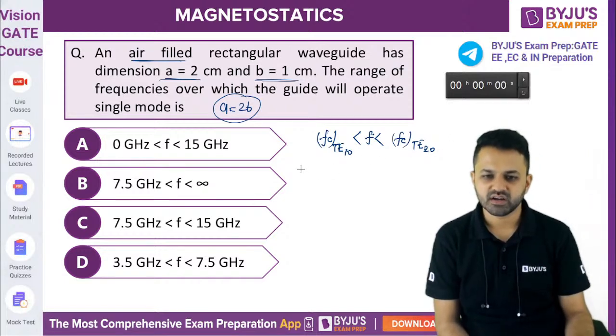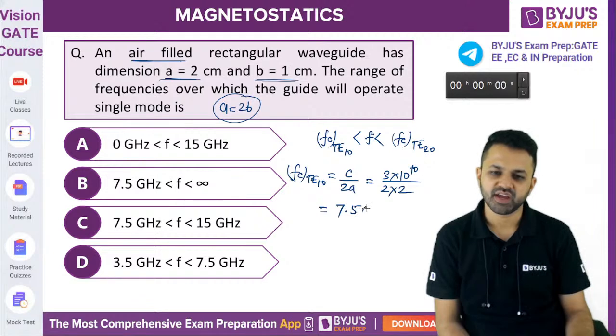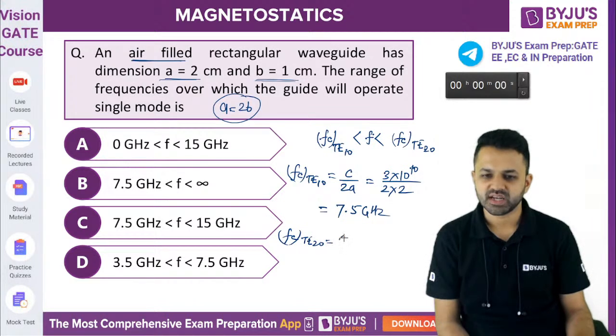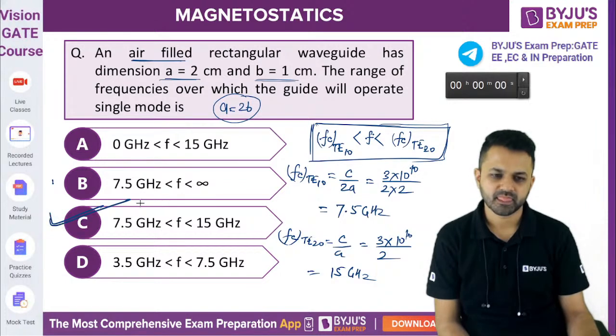So if you calculate the fc of TE10, it is c upon 2a, so it is equal to 3 into 10 to the power 10 divided by 2 into 2. So it is 30 upon 4, so 7.5 gigahertz. And then if you calculate fc of TE20, it is c upon a, which is 3 into 10 to the power 10 divided by 2, which is nothing but 15 gigahertz. So the operating frequency should be in this range for operation in the single mode. So the answer is option C.